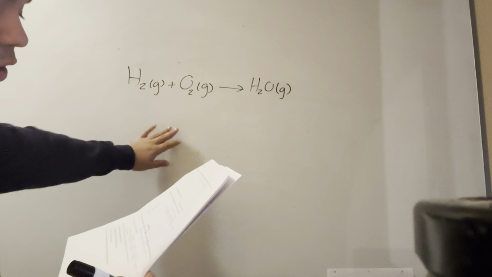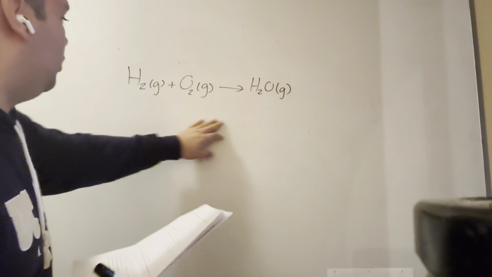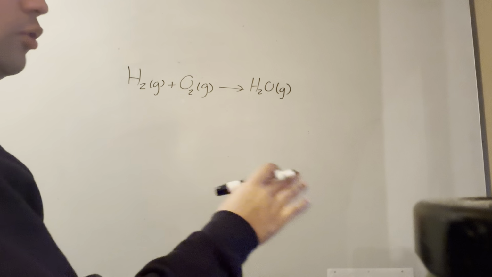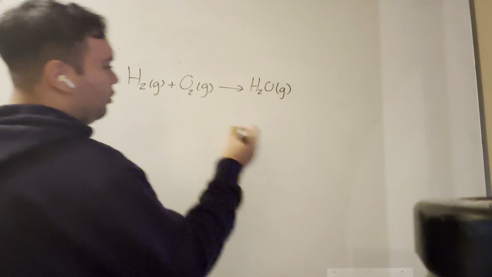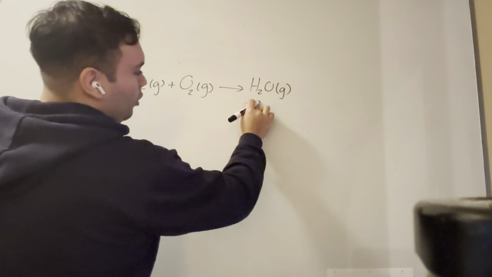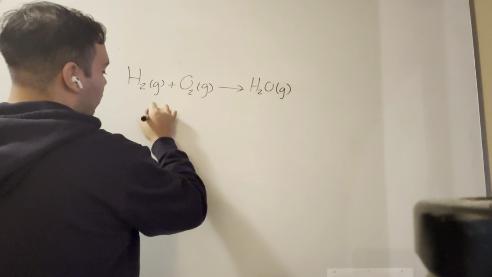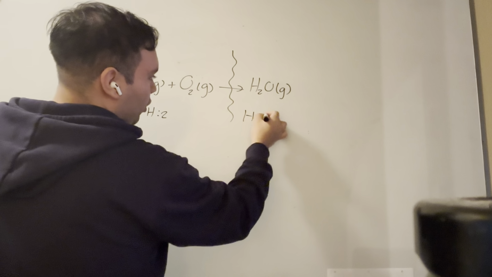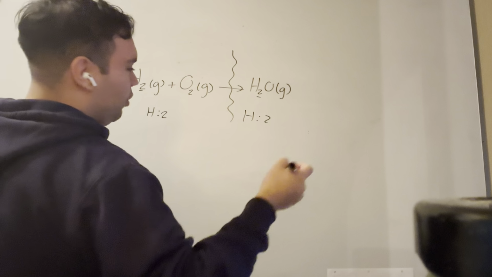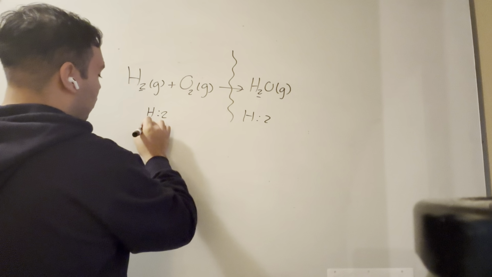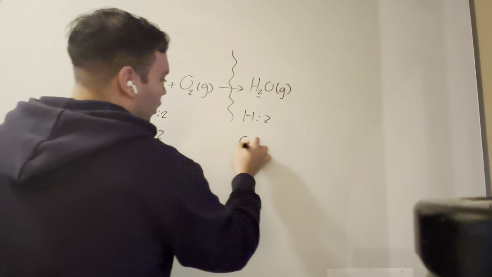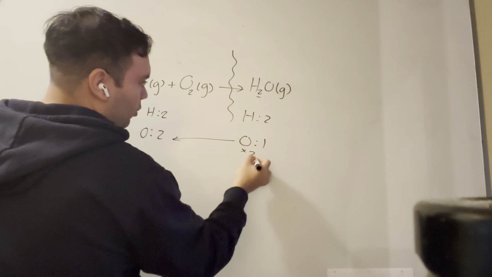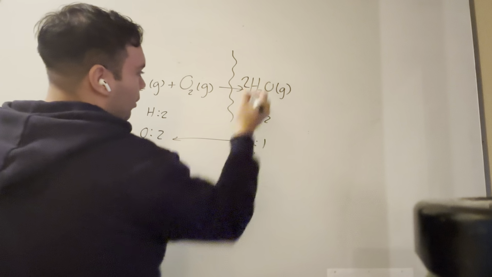This is a typical stoichiometry problem. This is currently unbalanced. You see, there's more oxygen on this side than on this side. No worries, we're going to balance everything independently. So far we have 2 H's and 2 H's, so that's balanced. Great. This side though we have 2 oxygens, this side we'll have 1. How do you get from 1 to 2? You multiply this whole thing by 2.